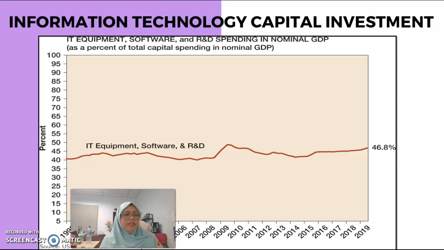This figure shows that between 1999 and 2019, the capital investment in IT, consisting of IT equipment, software, and research and development, accounted for over 40% of US total capital spending, and a similar pattern has occurred globally.